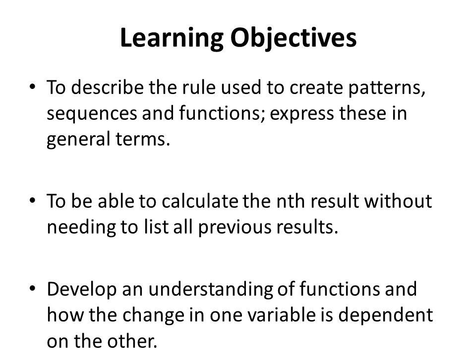The learning objective for this activity is for students to create patterns, sequences and functions and describe the rules they use to create these, and then express these in general terms. Students also develop an understanding of functions and how the change in one variable affects the other variable. In this activity, our two variables are the input number and the output number. Students learn how the change in one variable will then change the other variable. Also, this activity allows students to calculate the nth result without needing to list all the previous results.